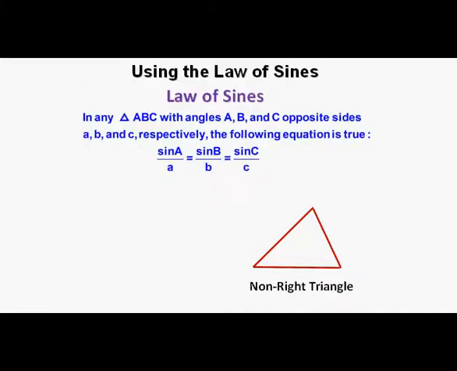And here is the law of sines. In any triangle ABC with angles A, B, and C, opposite sides a, b, and c respectively, the following equation is true. Sine A over a equals sine B over b equals sine C over c. So the ratios of the sine of each angle to the length of its opposite side are equal for every triangle. And I will add here the reciprocal version of this equation, which is a over sine A equals b over sine B equals c over sine C.